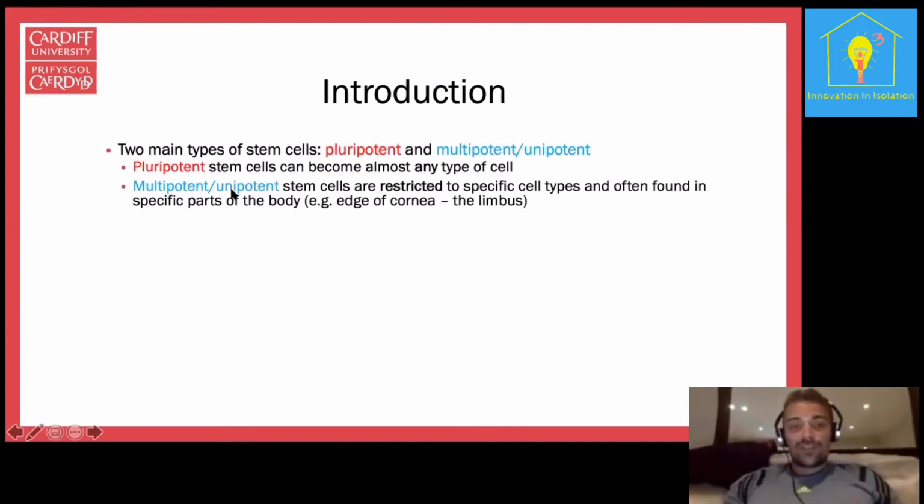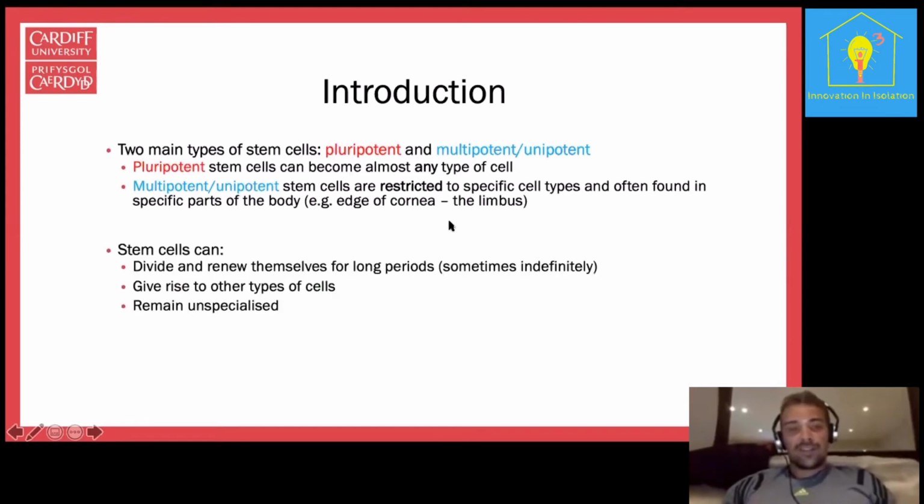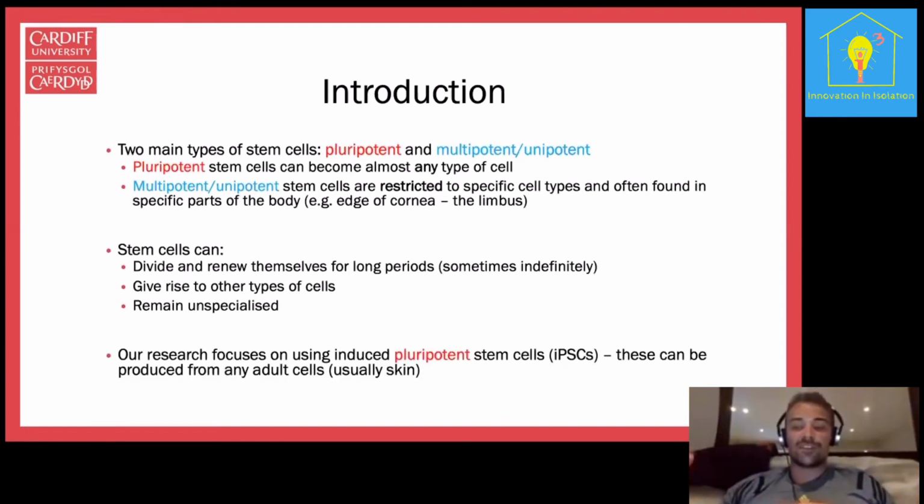However, multipotent and unipotent stem cells, as you would think, since potent means potential, can only become certain types of cells or regenerate themselves, for example. They're restricted to specific cell types, and they're often found in very specific niches, or parts of the body. As I've mentioned, the edge of the cornea, the limbus. Why we're interested in stem cells is because they can divide and renew themselves for long periods, sometimes indefinitely. They can give rise to other types of cells, and they can remain unspecialized, so they could potentially form other cells that are necessary.